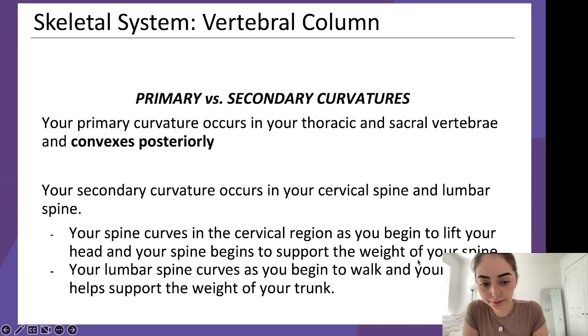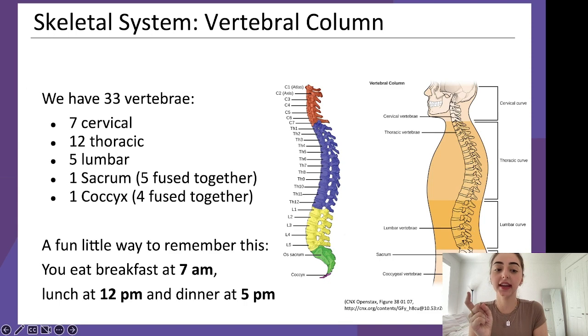Why are they primary? Because they start to curve as your spine begins to support the weight of your trunk, as you begin to lift your head. Sorry, your head, that's supposed to say. Your secondary curvature is your lumbar spine. So primary, your thoracic and sacral, is when you begin to lift your head.